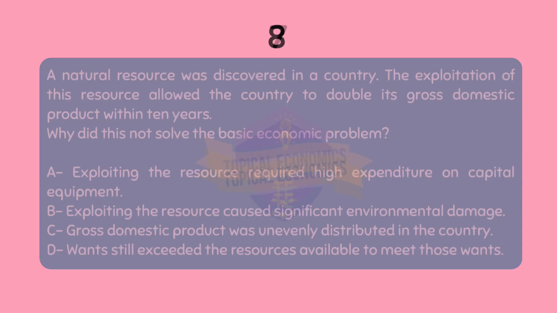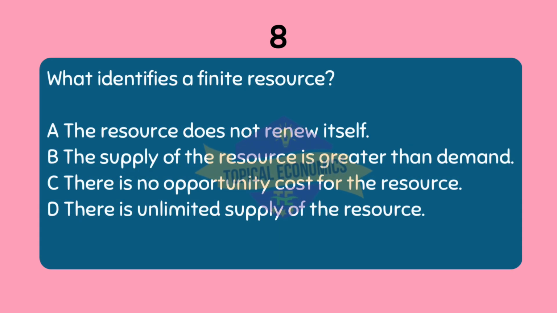Moving on to the eighth question. What identifies a finite resource? A. The resource does not renew itself. B. The supply of the resource is greater than demand. C. There is no opportunity cost for the resource. D. There is unlimited supply of the resource. This question is from year 2019 October-November version 3 paper.